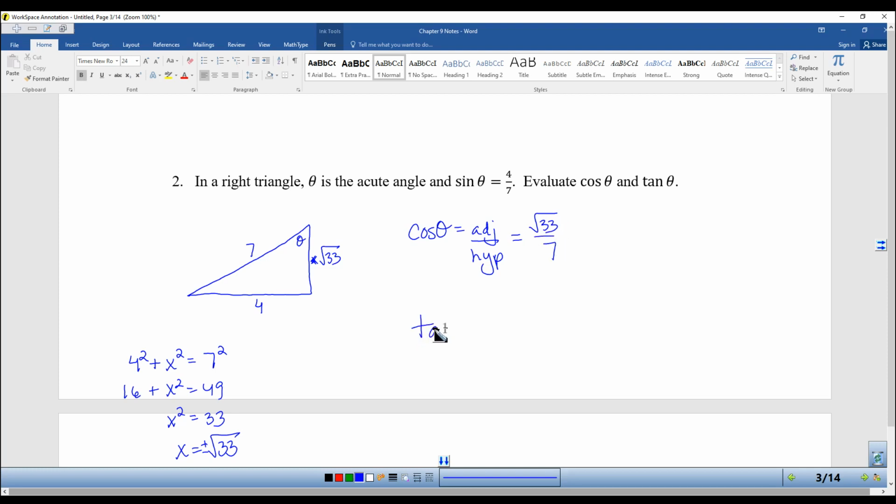And then tangent of theta is opposite over adjacent. So 4 over the square root of 33. Now you can't leave it like that, so I am going to rationalize the denominator and multiply both the top and the bottom by the square root of 33. And my final answer is 4 square roots of 33 over 33, which doesn't look helpful to you right now, but we're going to eventually do word problems, and then you'll see why people need trig.